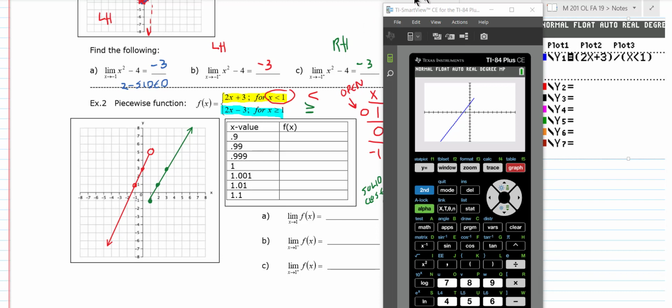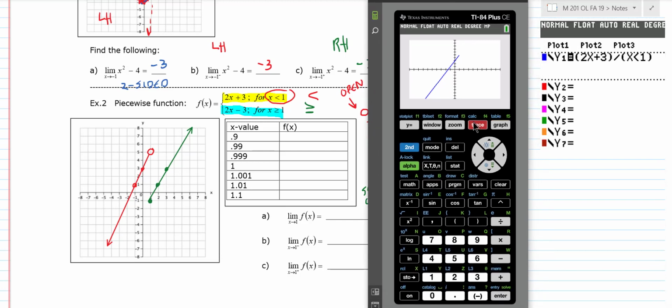So I'm just going to start tracing out these values. I'm going to trace at 0.9 and record like we've been doing. So that is 4.8. I'm going to trace at 0.99. So that's going to be 4.98. I'm going to trace at 0.999. So that's going to be 4.998, like that. All right.